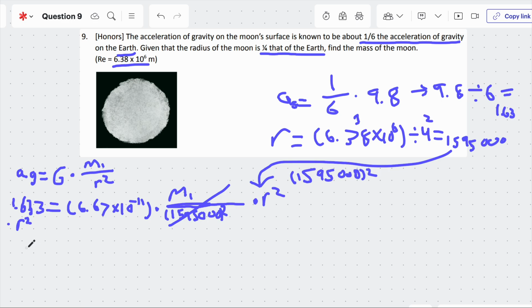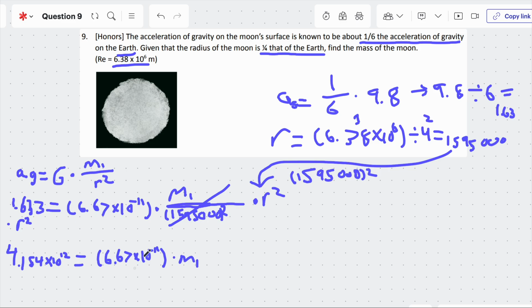So we just want to multiply this by our radius squared. Let's see, 1.633 times our radius, which is that 1595000 squared. Okay, and we should get 4.154 times 10 to the 12th. Yeah, that's what we should get for that. Since this fraction cancels out, we're left with big G times mass of the moon.